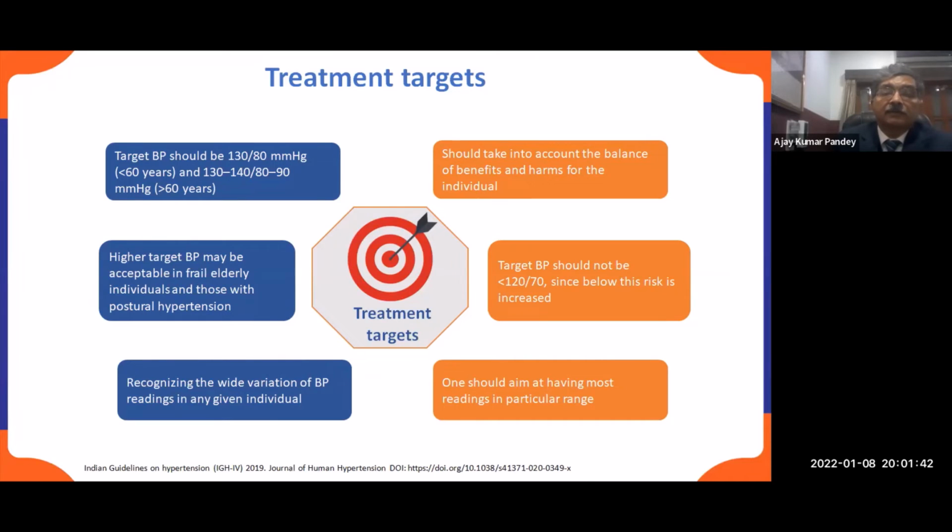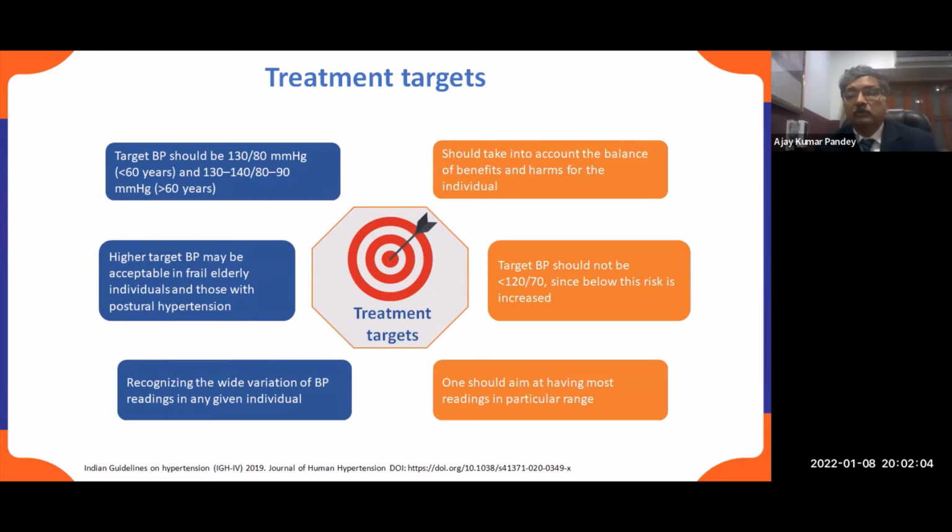And the target blood pressure should be less than 130 by 80 for ages less than 60 years, and for more than 60 years, maybe you can accept 140 by 90. Higher target BP may be acceptable in frail elderly individuals, recognizing the wide variation of BP readings in any given individual. And we should always take into account the balance of benefit and harm for the individual.